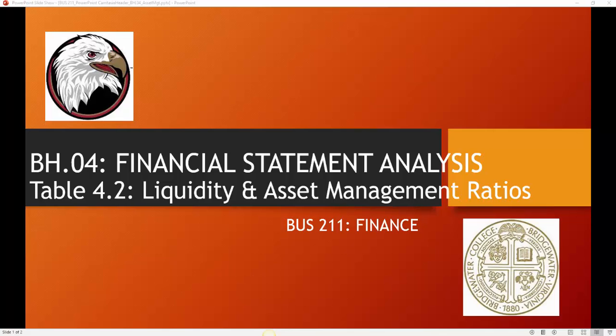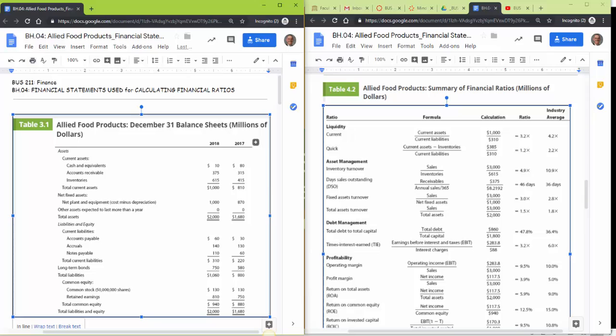Brigham and Houston Chapter 4 Financial Statement Analysis, a review of Table 4.2 Liquidity and Asset Management Ratios. Your Brigham and Houston text summarizes the ratios from Chapter 4 in its Table 4.2. But what it does do is to refer to the financial statements for the company Allied Food Products that appears in Chapter 3. What this video does is to tie the two together.